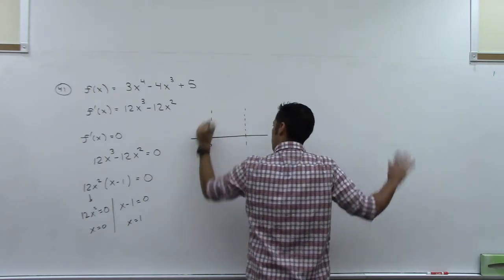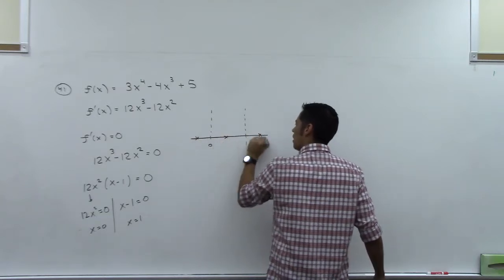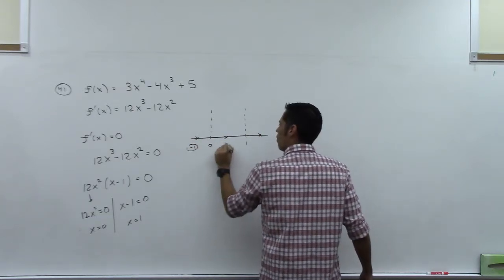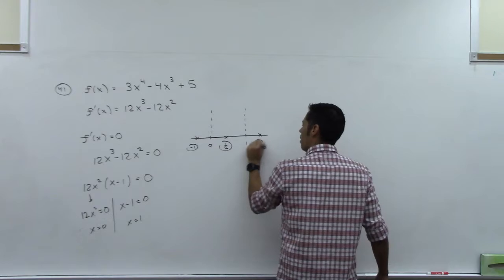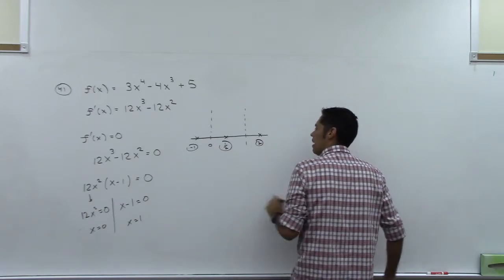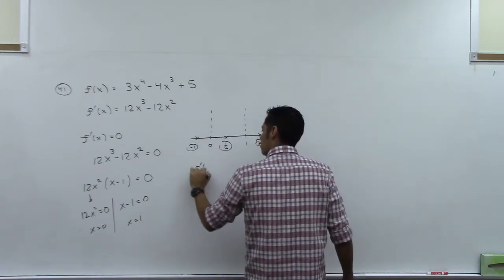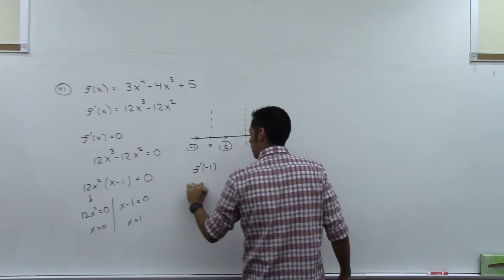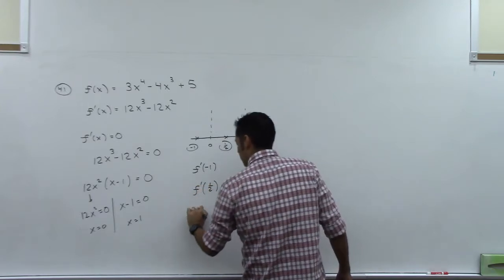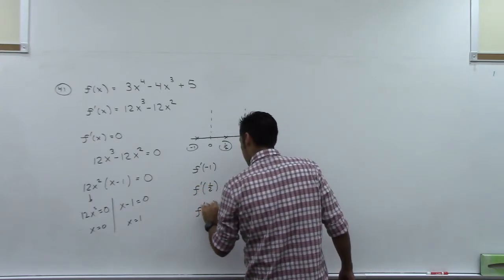And then I'm going to pick test points here at negative 1, 1/2, and 2. And then I'm going to plug those into my derivative. Unfortunately, we have to plug in a fraction, but that's okay.